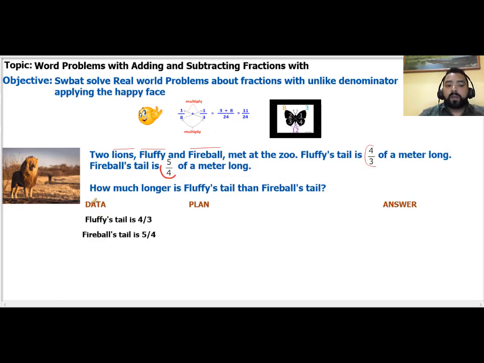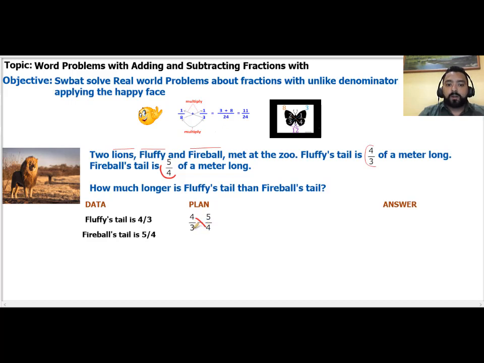In this case, we have the data. In the data, it's so important to copy the information. We are going to copy Fluffy's tail, which is 4/3, and Fireball's tail, which is 5/4. So we copy here 4/3, minus, because Fluffy's tail is the first one, then Fireball's tail, so now minus 5/4.